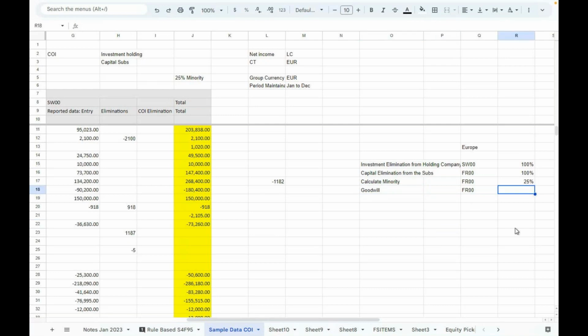So how much is the goodwill? Goodwill is investment from the holding company minus 75% of capital, right? Capital includes my common stock plus retained earnings, for example. So the difference between these two becomes my goodwill. All these entries I am going to track with CYA eliminations, right?